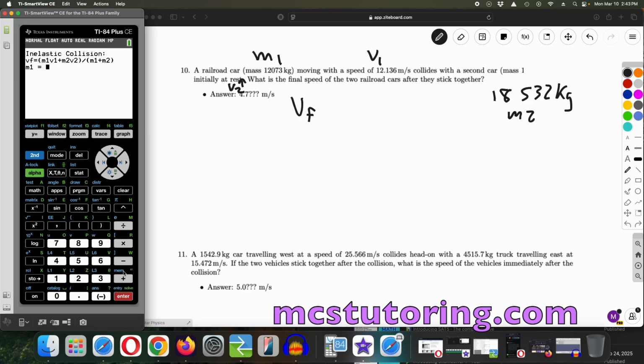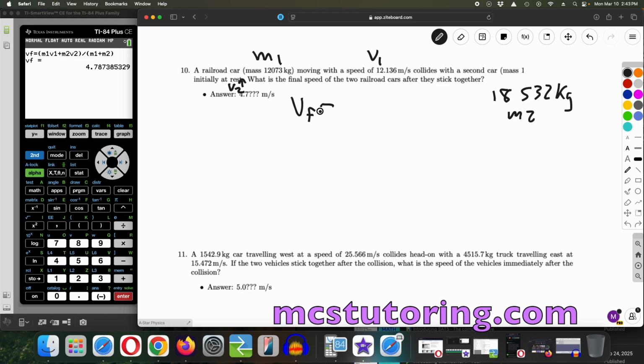So there we go. And then our mass 1 is 12,073 kilograms. I hope everything's kilograms. V1 is 12.136. And then our mass 2, which I didn't copy, my bad, 18,532. That's a massive thing. V2 is initially at rest, so it's 0. Okay.